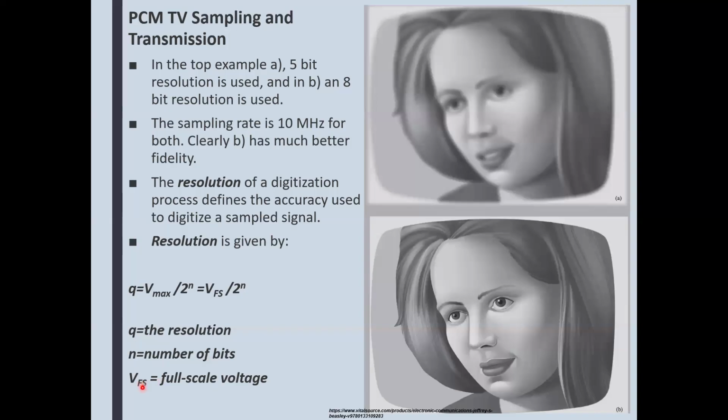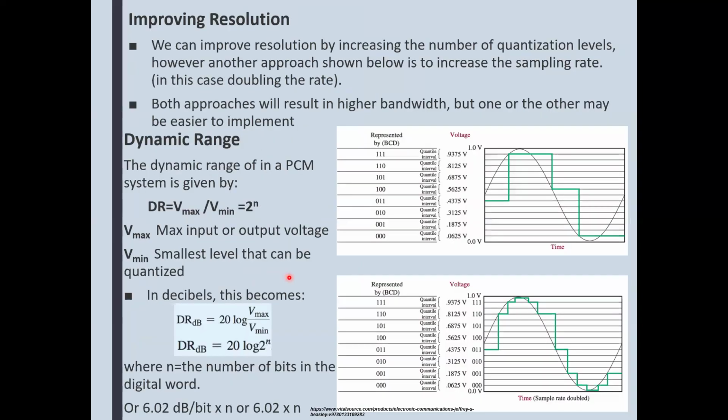Which equals the full scale voltage of whatever the transmission is. Full scale voltage, V max, divided by 2 to the number of bits. And that is going to give you a number in volts. Resolution, in volts.